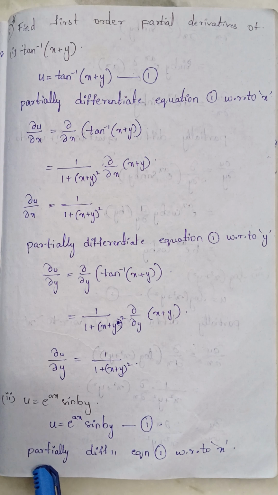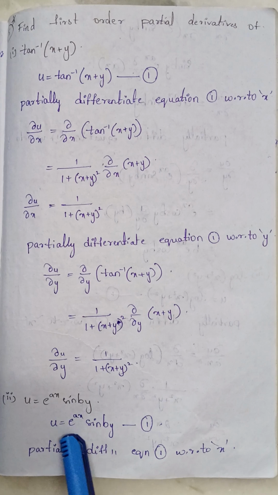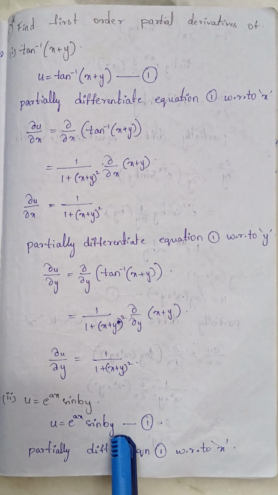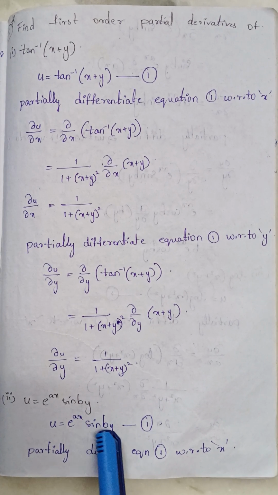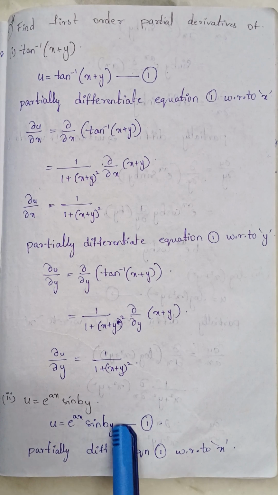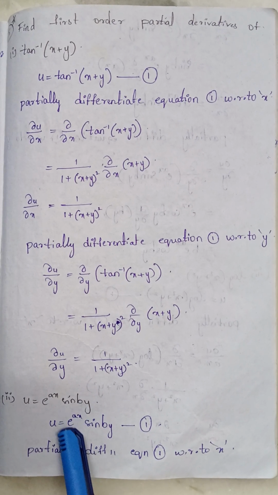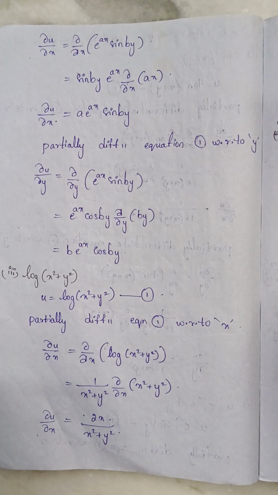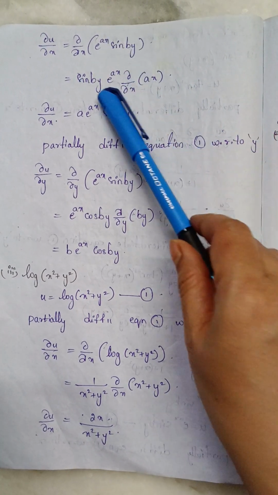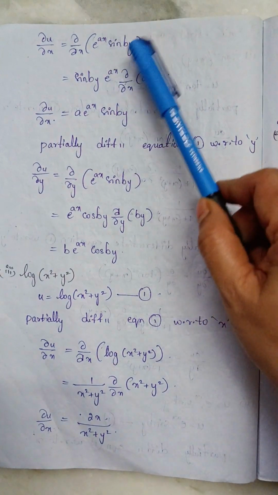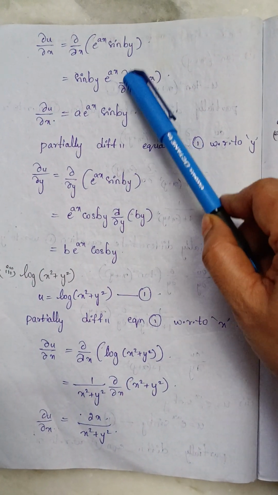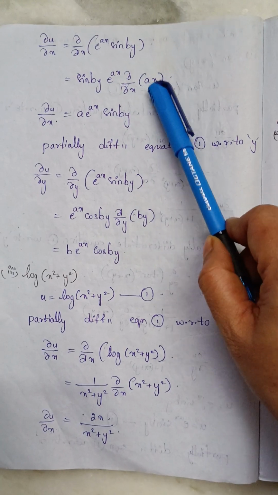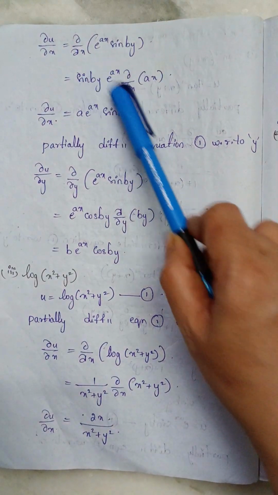First of all, first order means with respect to x we are differentiating first. Here this is a function that contains only y, not x, so it is a constant. Constant into function means take the constant as it is, and the derivative of e power ax is e power ax into a. Take the constant outside, and the derivative of e power ax is e power ax into dou by dou x of ax, and the derivative of ax is a. So a into e power ax into sin by.